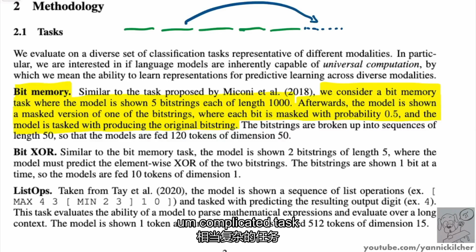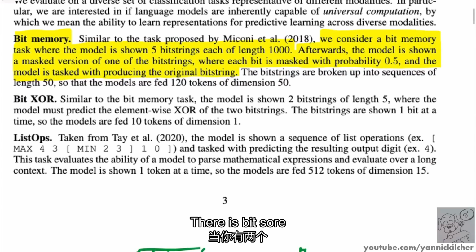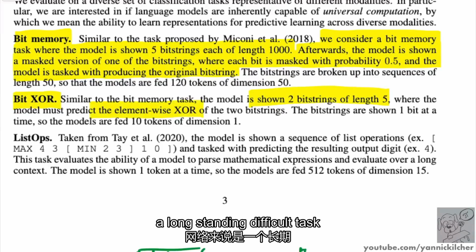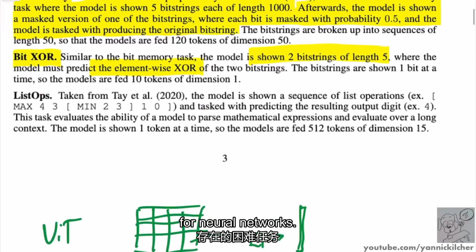So this is a fairly complicated task for a model like this that is just trained with backprop, right? There is bit XOR, where you have 2 bit strings of length 5, and you need to compute the element-wise XOR. This is a long-standing difficult task for neural networks, we know that. There is list ops, where you get a sequence like this, and you must compute the result, so it's acting a little bit like a calculator.